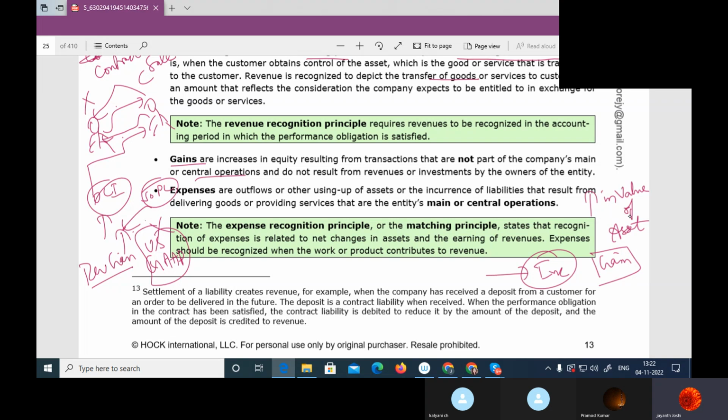An increase in the value of an asset and a decrease in the value of a liability. So if the liability decreases, ultimately you will gain from that. These two are the ones where you can expect gains or income.